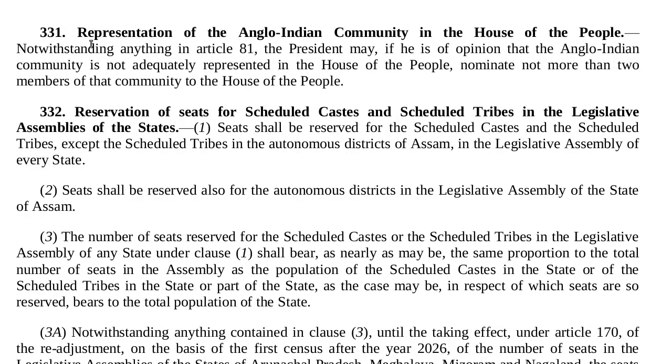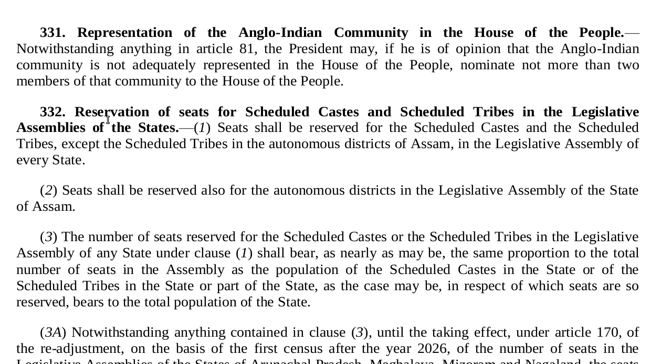Article 331, representation of the Anglo-Indian community in the House of the People. Notwithstanding anything in Article 81, the President may, if he is of opinion that the Anglo-Indian community is not adequately represented in the House of the People, nominate not more than 2 members of the community to the House of the People.